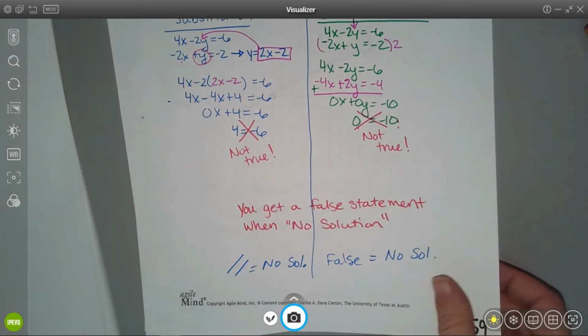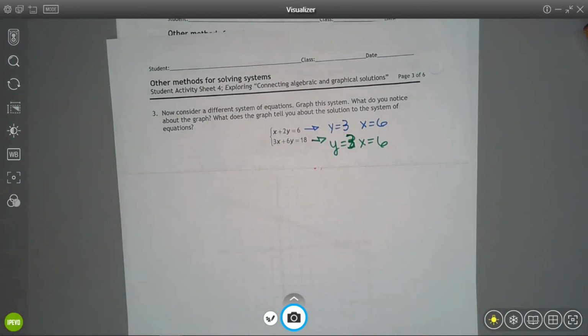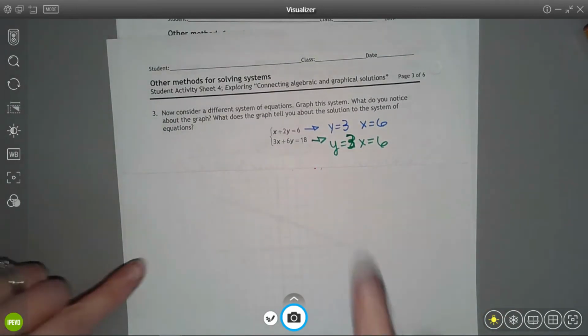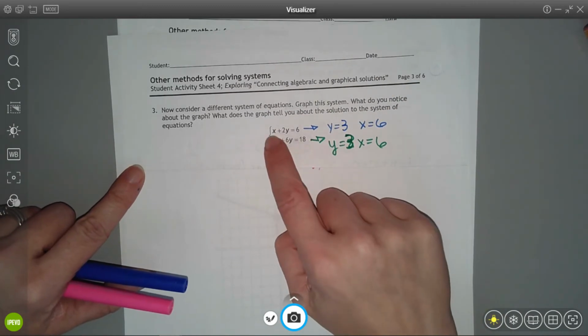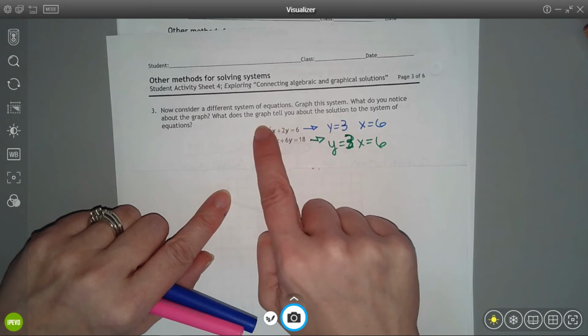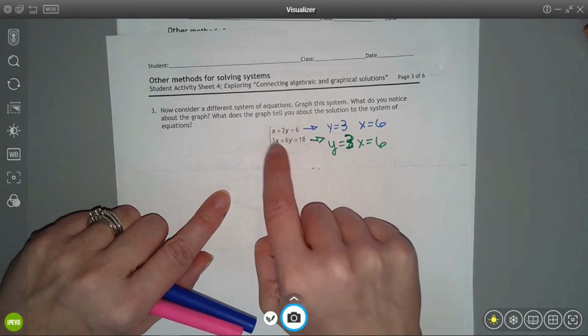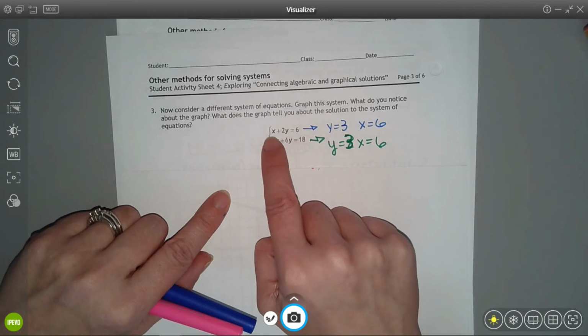Okay? Let's take a look at number 3. Now we're going to consider something else. When I look at this system, I'm going to graph these. I'm looking at these, and if I do the cover method, I get that x equals 6, y equals 3. Down here, cover method, x equals 6, y equals 3.